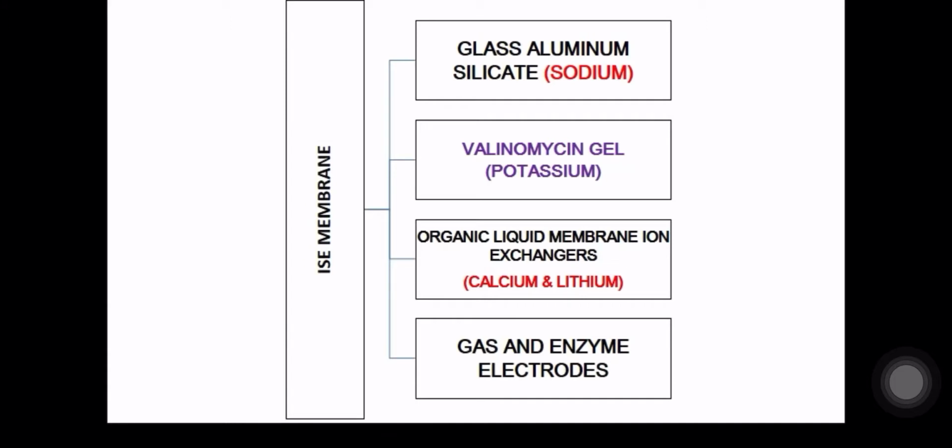Okay, so just a recap. Ano ini-incorporate sa ISE membrane? Okay, anong purpose ng glass aluminum? Ano naman sa glass aluminum silicate po? That's sodium. For valinomycin gel, potassium po. Organic liquid membrane, ion exchangers, we have calcium and lithium, gas and enzyme electrodes to include nonactine and monactine for ammonium ions po.